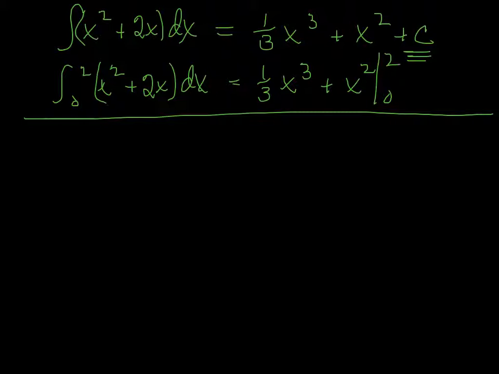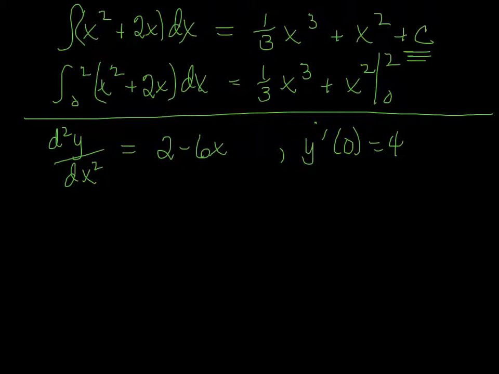All right, so what's going to happen is you may see a question where, for example, they'll give you something like this. Now remember, that stands for the second derivative. So they're going to give you, let's say, the second derivative is 2 minus 6x. And then they're going to give you a set of conditions. So they may give you y prime of 0 is equal to 4. And they may also give you y of 0 is equal to 1. So let's start with that.